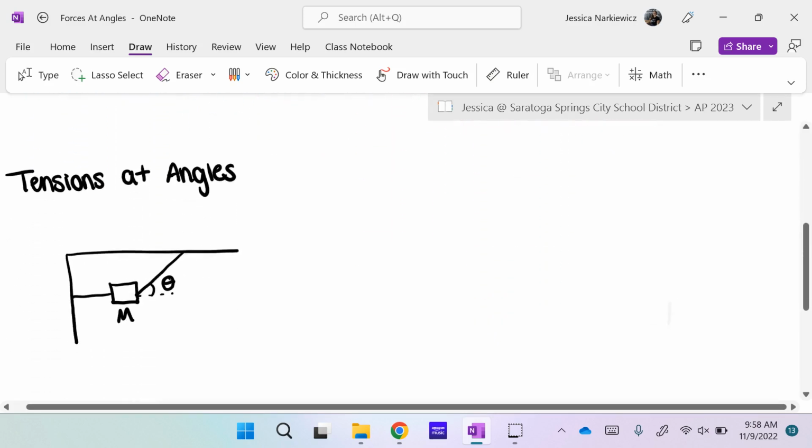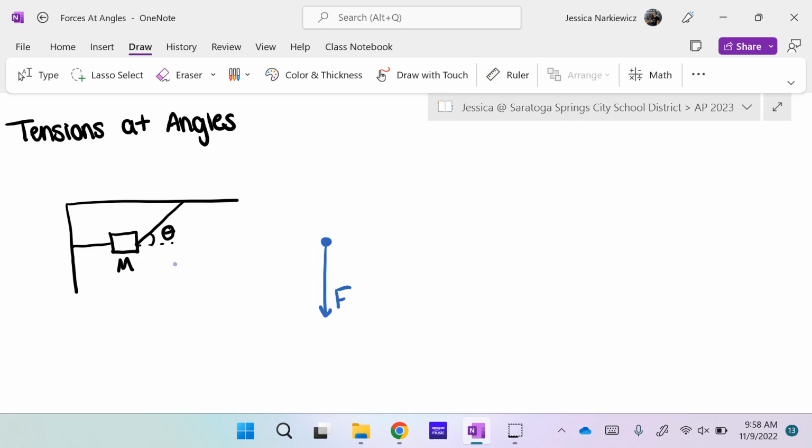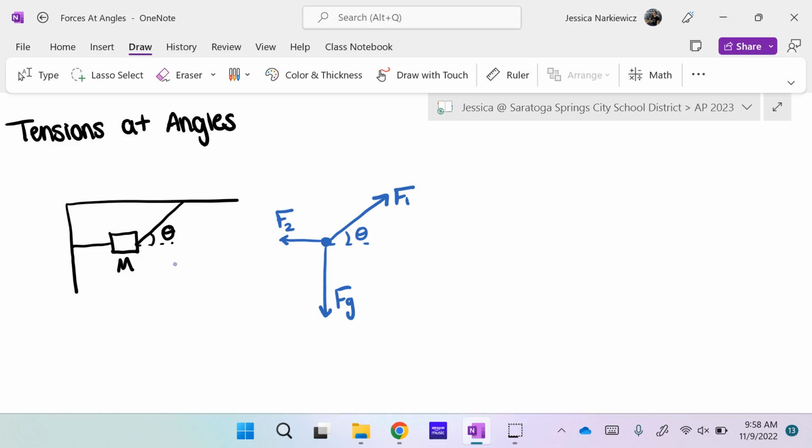So now let's get into some examples. We've already covered tensions at angles, but I do want to review it. Our first step, of course, is going to be a free body diagram. Acting on this mass M, we have a force of gravity. I have this tension, which is at an angle with horizontal. And I have this second tension, which I'm going to assume is nice and horizontal. If I was asked to draw a free body diagram for a question, this is what I'd draw. Now I can redraw this with the components of F1, and I'm going to redraw it to help me.